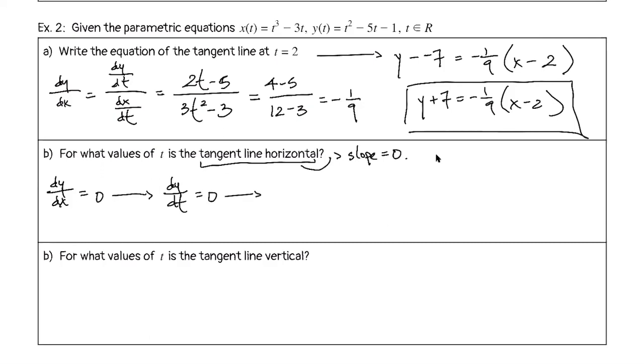So I'm just going to take the numerator, 2t minus 5, and I'm going to set that equal to 0. And whatever t value makes that true, that's where the tangent line is going to be horizontal. So in this case, t equals 5/2 is where that tangent line is going to be horizontal. Okay?